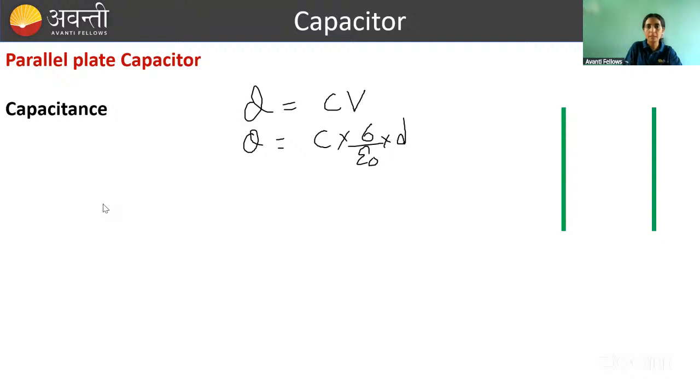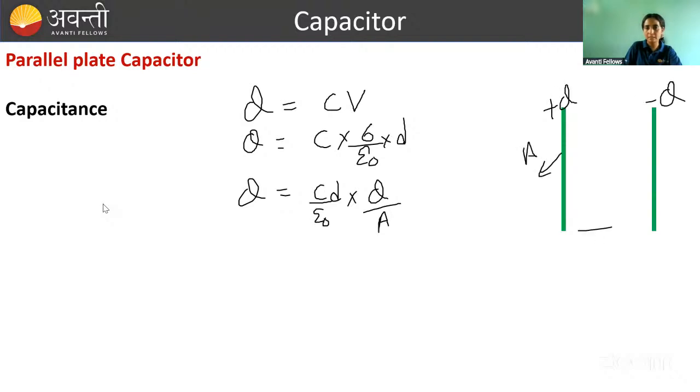So Q का वैल्यू Q रहने दो, C हमें नहीं पता, V हमें पता है, सिग्मा बाई एप्सिलॉन नॉट इनटू d. अब आप इसको ब्रेक कर लो, C बाई एप्सिलॉन नॉट d इनटू सिग्मा को क्या लिखोगे? Q बाई A. Let's say this has plus Q charge, this has minus Q charge, area is A, and this distance is what? d. Then we can write like this, okay? Q will get cancelled, and C is equal to epsilon naught A by d.